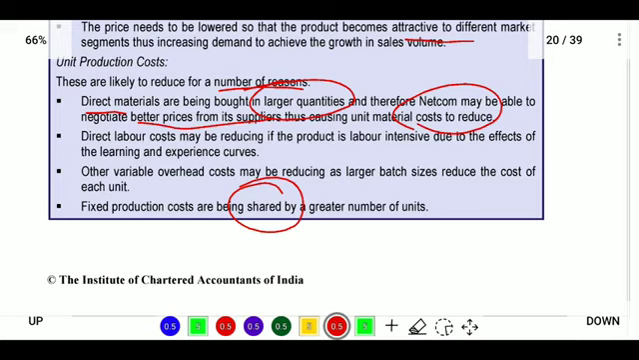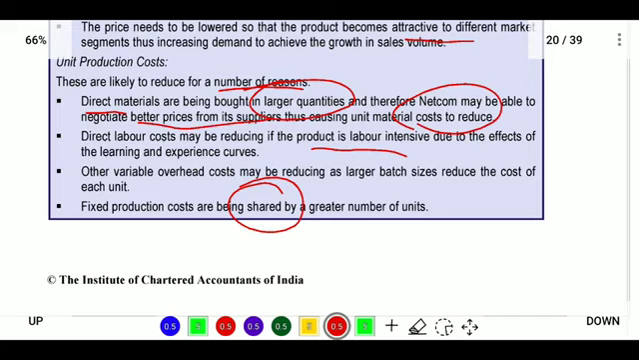Okay. Next, direct labor cost may reduce if the product is labor intensive, due to the effect of the learning curve, the learning experience curve. I have explained the learning curve effect earlier. What is there in the learning curve effect? At the first time, we will take more time to produce one item. For example, if you are producing product A, the first time you will take 100 hours, the second time 90 hours, the third time 70 hours, and the fourth time 50 hours. Producing the same quantity, we will take less time because I have learned, because I have experience to produce.